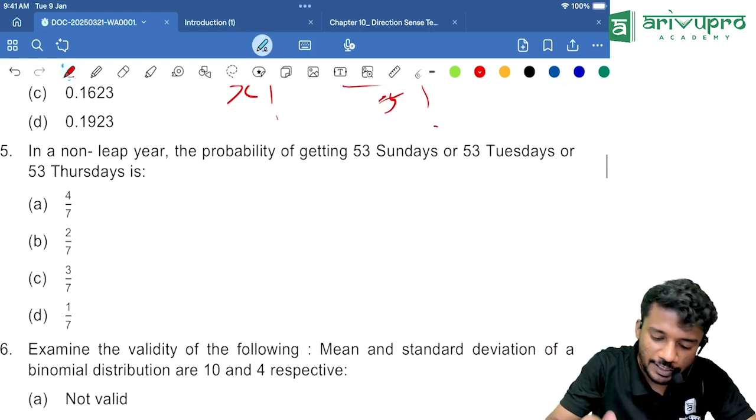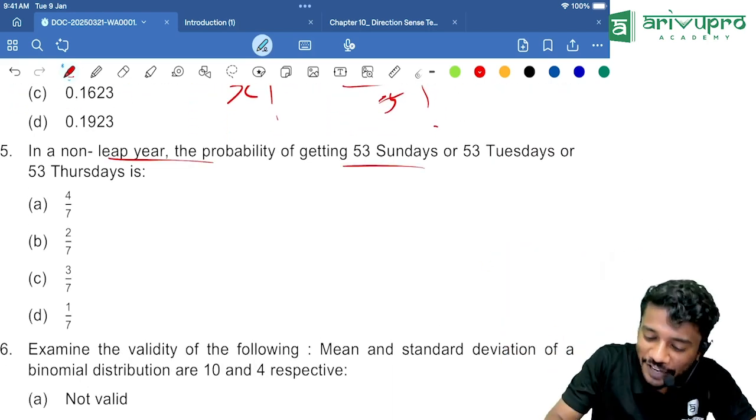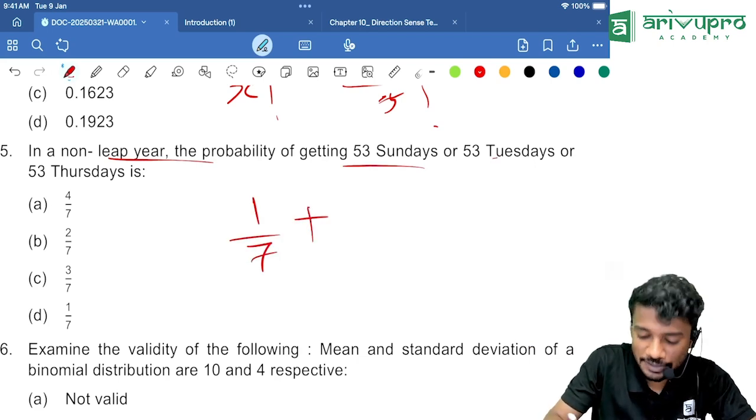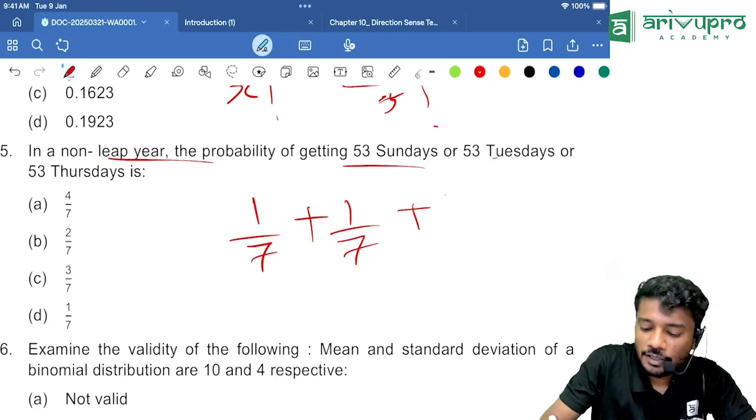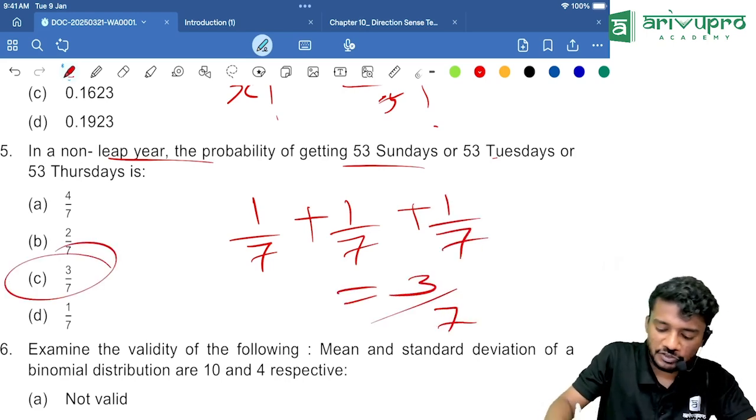Now the next one. In a non-leap year, the probability of getting 53 Sundays is 1 by 7, or that means plus 53 Tuesdays, 1 by 7 plus 1 by 7. Answer is 3 by 7. Option C is the answer.